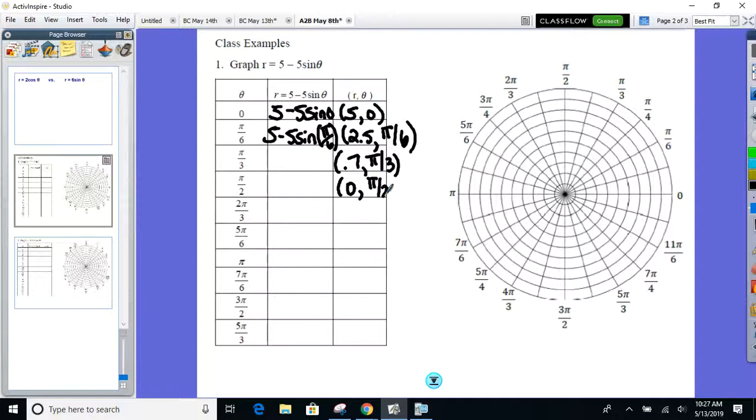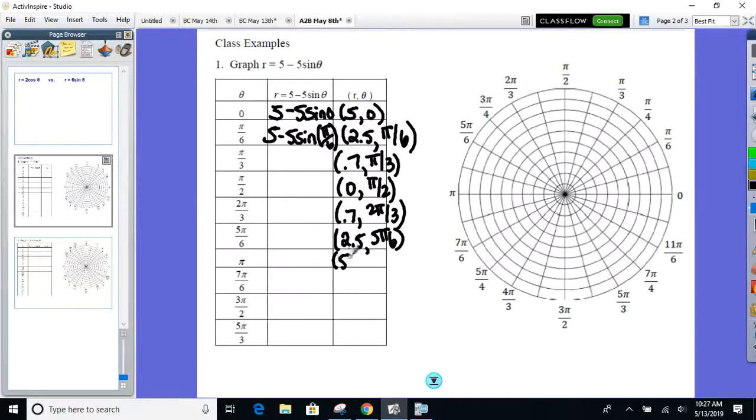0, pi over 2. Who's over here? Oh, Brian, here we go. 2 pi over 3. 0.7, 2 pi over 3. Got it. Who's back? Hannah, you're up. 5 pi over 6. What'd you get? 2.5. I thought you said 3.5. Almost had a heart attack. Good. Nick, you're up there.